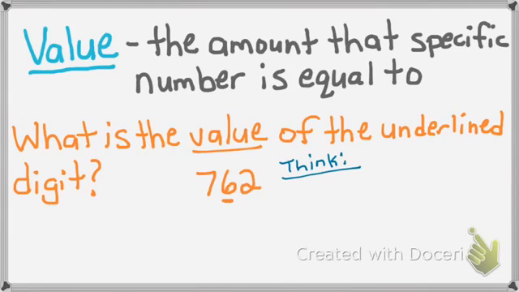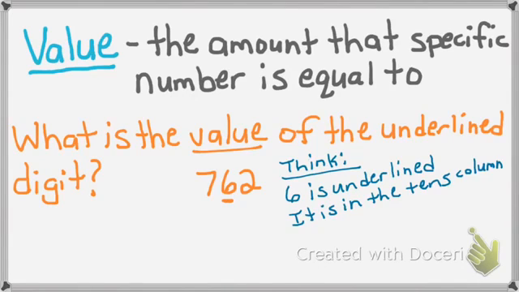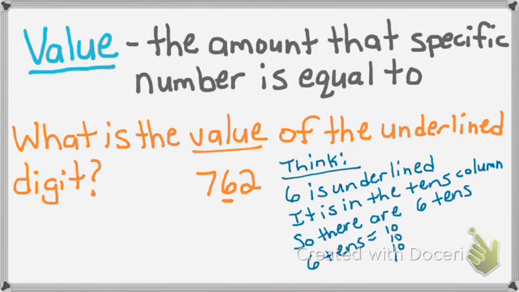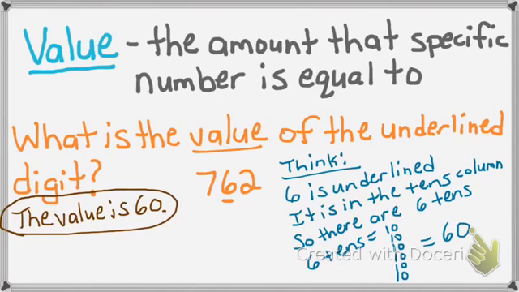So I'll walk you through my thought pattern and what I'm thinking to solve this problem. So I say, okay, I need the value of the underlined digit. The 6 is underlined. And in this number, the 6 is in the tens column. So that means there are 6 tens. 6 tens equals 10 plus a second 10, third 10, fourth 10, fifth 10, and sixth 10. And if I add that all together, that equals 60. 6 tens is equal to 60. So the value of the 6 in this number is 60, because the 6 is in the tens column, and 6 tens equals 60.